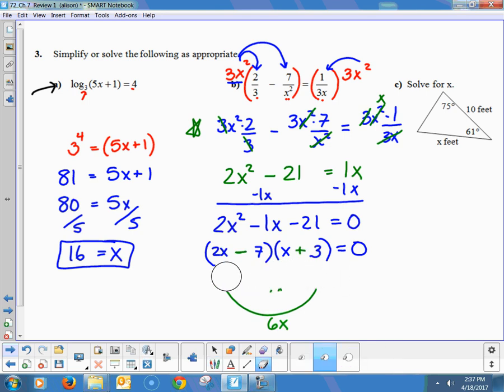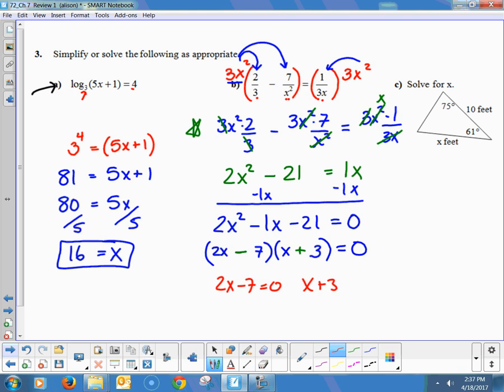All right. Now all that's left is to solve it. Here, either 2x minus 7 would be 0, or x plus 3 would equal 0. So x would equal negative 3, or add 7 divided by 2, x would equal 7/2. And we have an answer. Ready, set, number C.